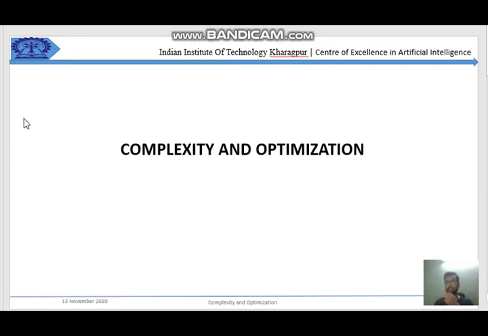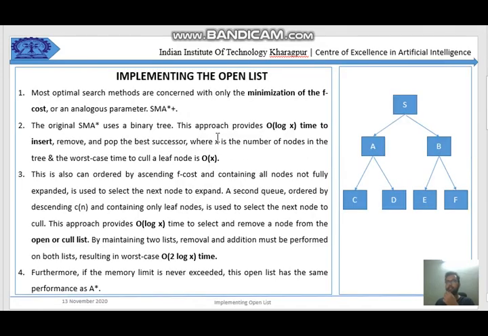In the complexity and optimization part, we are first going to talk about implementing the open list. As you can see in the diagram, most optimal search methods are concerned only with the minimization of the F cost, and that is analogous to the parameter of SMS star. By contrast, SMS star minimizes the F cost when selecting the next node to be expanded and maximizes the culling heuristic function when selecting a node n to cull.